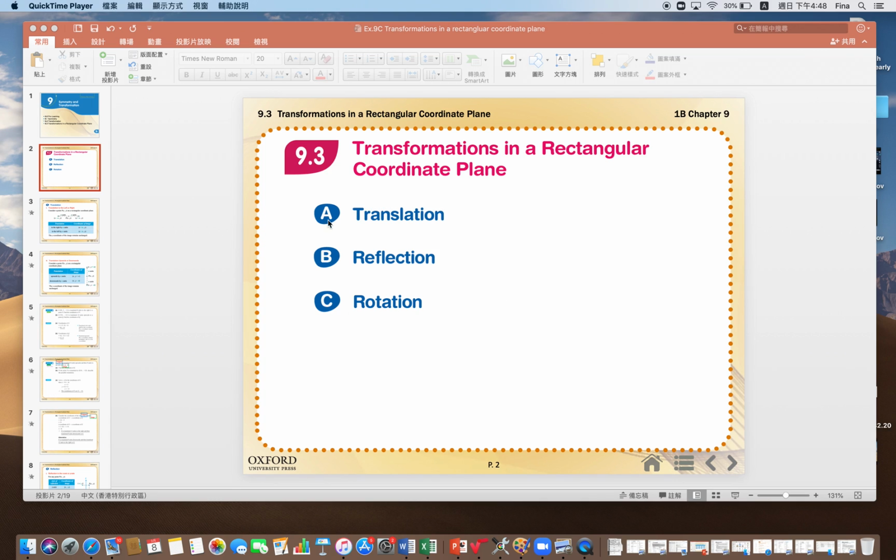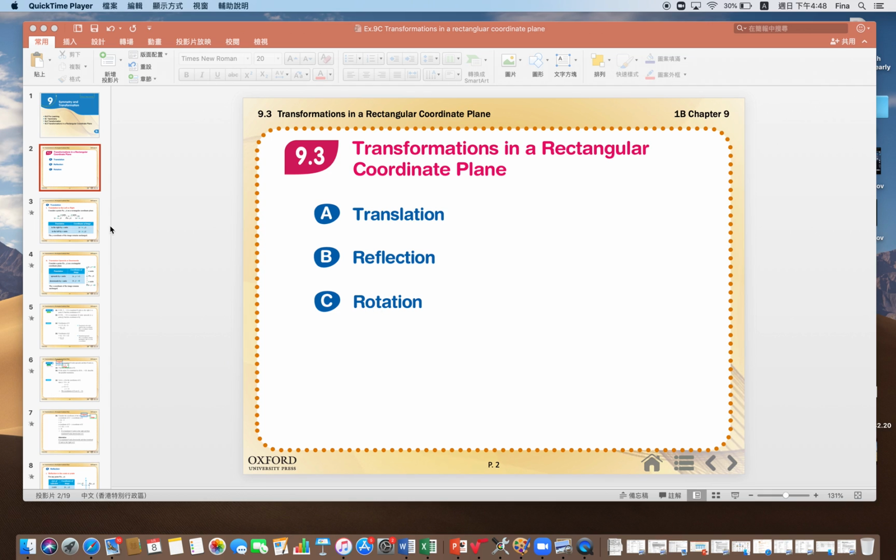I just want to recall, for transformation, we learned 3 types. Actually, we have 4 types. But in the consideration about the rectangular coordinate plane, we only need to learn 3 types of the transformation. That is translation. Remember, translation is only the movement of the point, which may go to the left or right, up or down. The next one is the reflection, and the last one is the rotation.